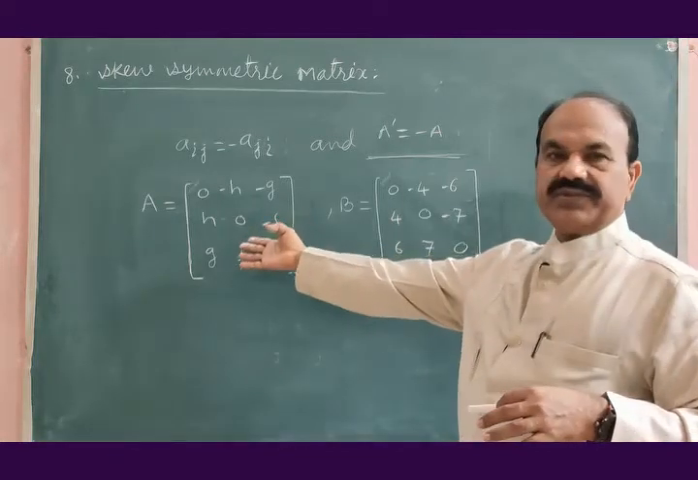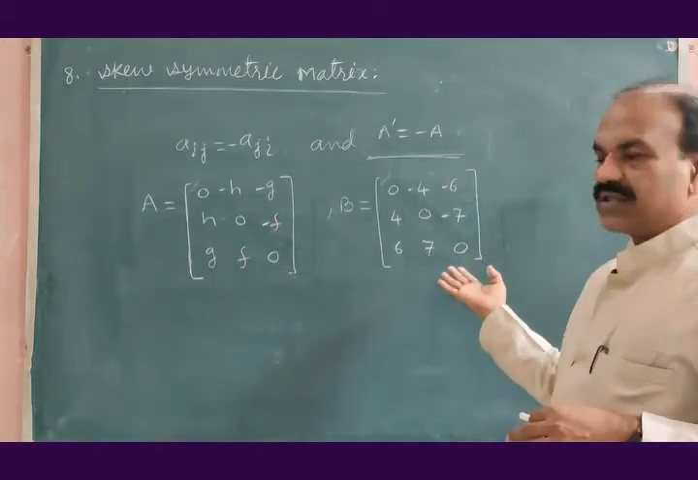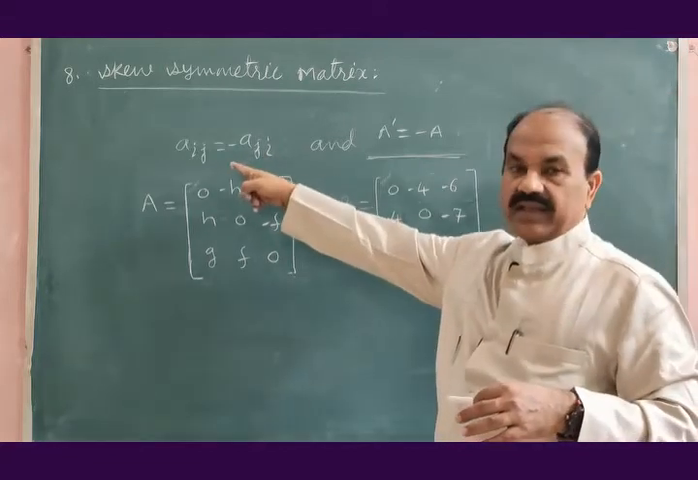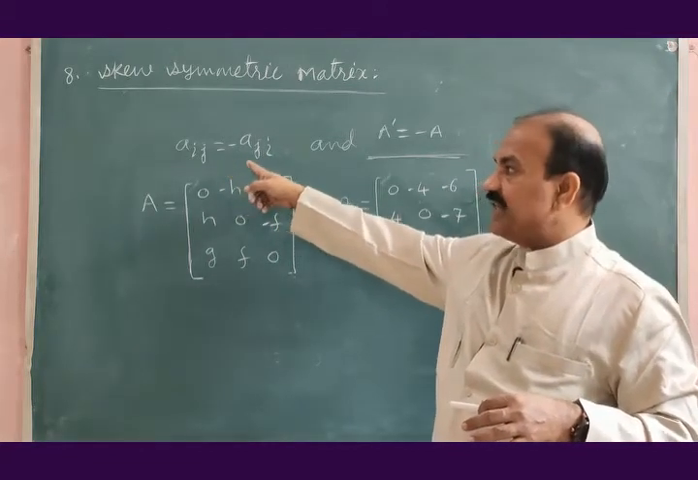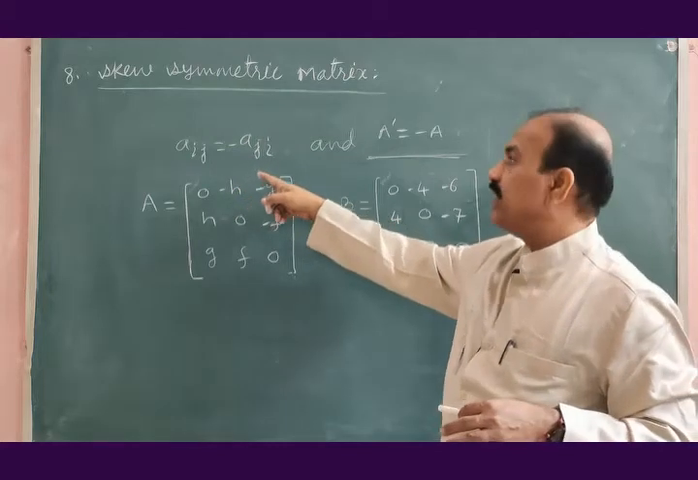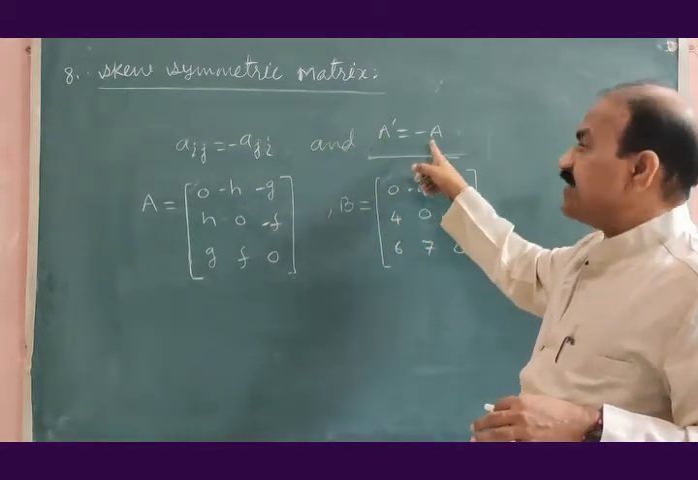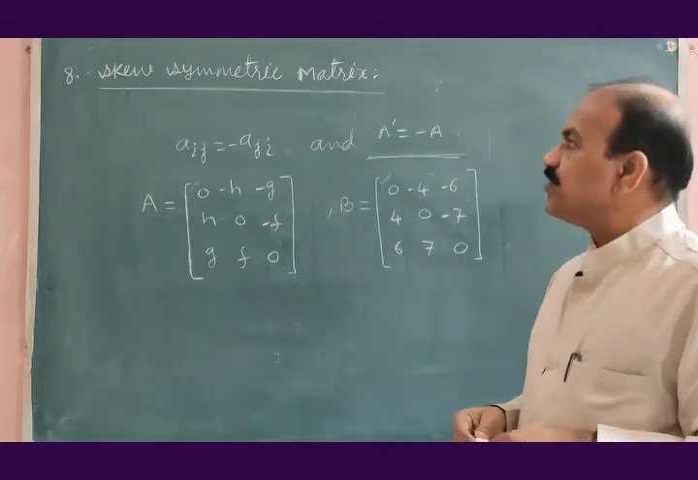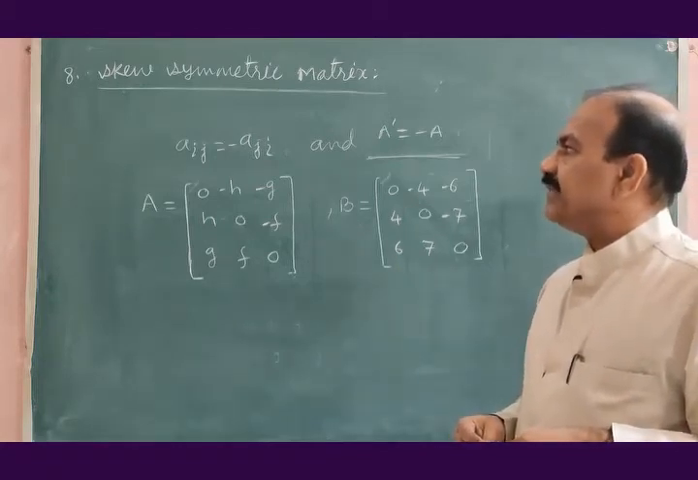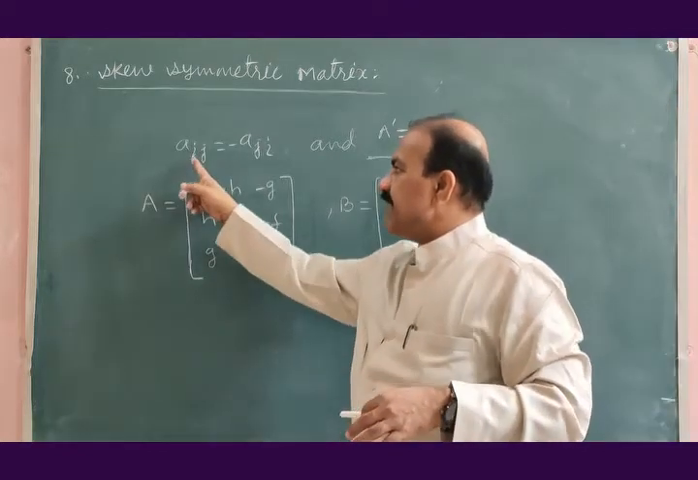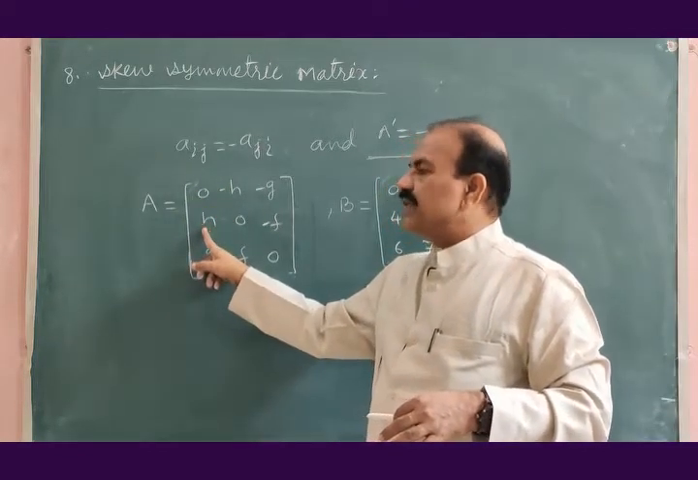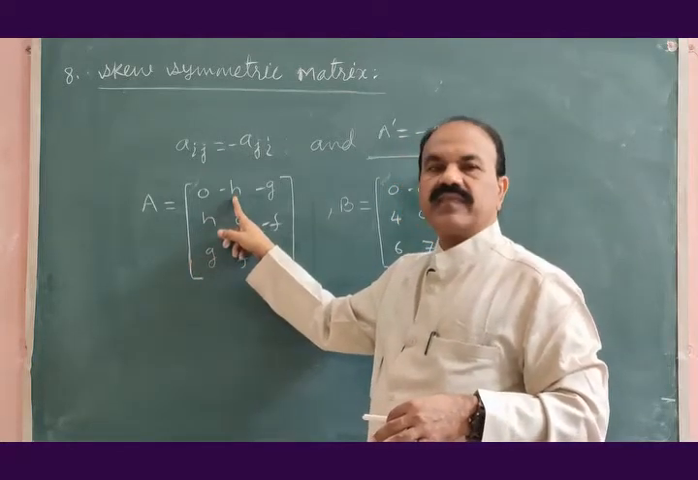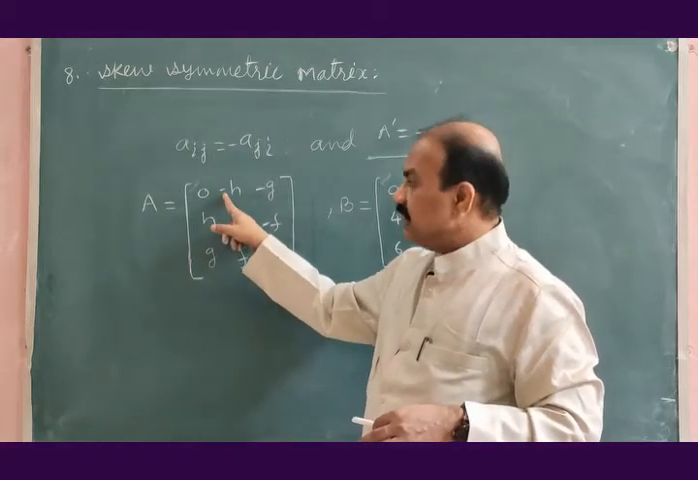So if we have such matrices for which this condition is true, Aij is equal to minus Aji, A prime is equal to minus A, that square matrix is known as skew symmetric matrix. Aij, what is this? A21, what is this? A12 with minus sign.